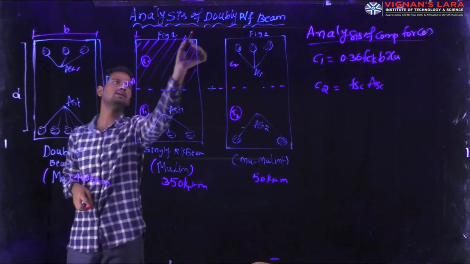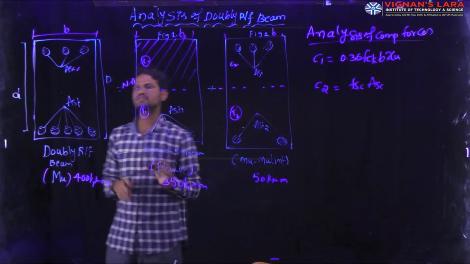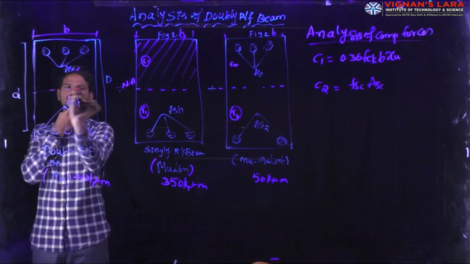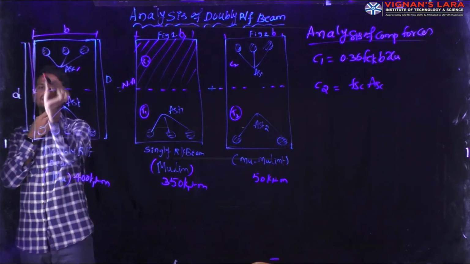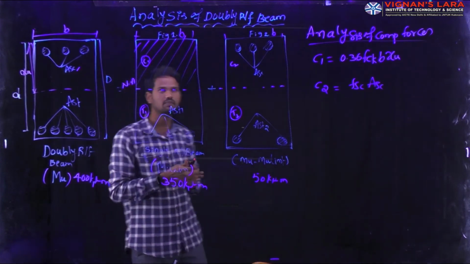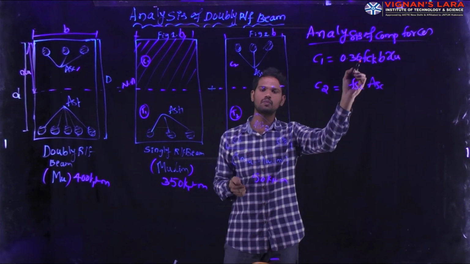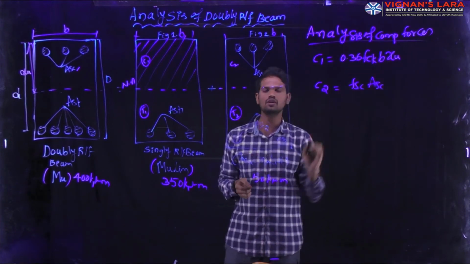This B is the width of the beam. For this beam also we are naming it as B, the width of the beam. Again, if you consider here, this XU is the neutral axis of the beam. That means the compressive force acting on the beam, C1, equals 0.36 into FCK into B XU.